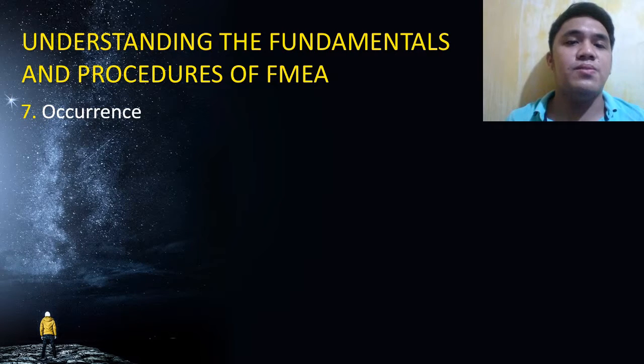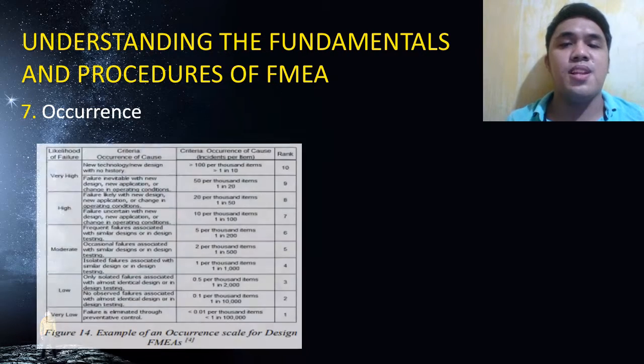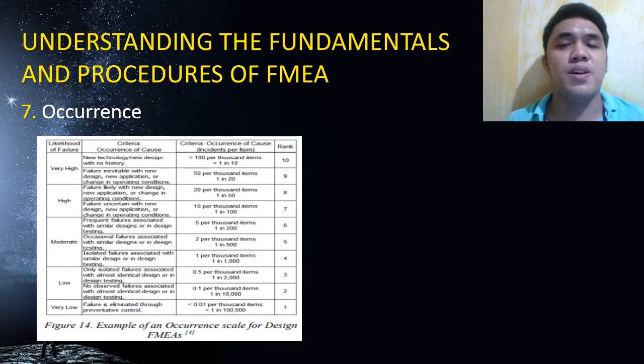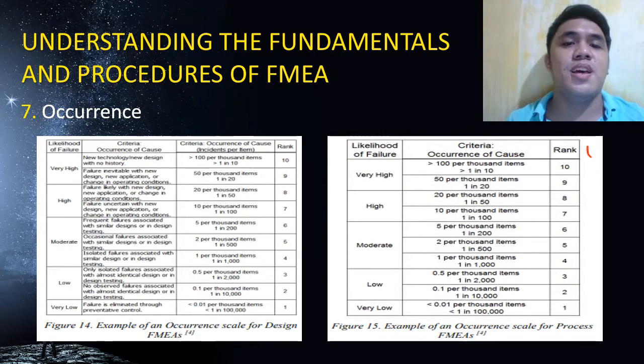Number 7 is the occurrence. It is a ranking number associated with the likelihood that the failure mode and its associated cause will be present in the item being analyzed. For system and design FMEA, consider the likelihood of occurrence during the design life of the product. For process FMEA, consider the likelihood of occurrence during production. It is based on the criteria from the corresponding occurrence scale and has a relative meaning rather than absolute value, determined without regard to the severity or likelihood of detection. Figure 14 is an example of occurrence scale for design FMEA. Figure 15 is an example of occurrence scale for process FMEA.